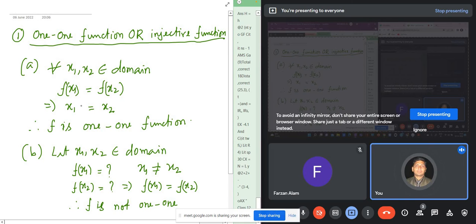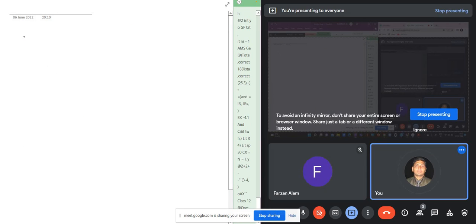So these two patterns you will follow. Understood? Because that technique is very important for how you write. Sometimes we understand, but we don't know how to write the answer. If you don't write properly, then you will not get marks properly, right? Okay. Now the second type, onto or surjective.